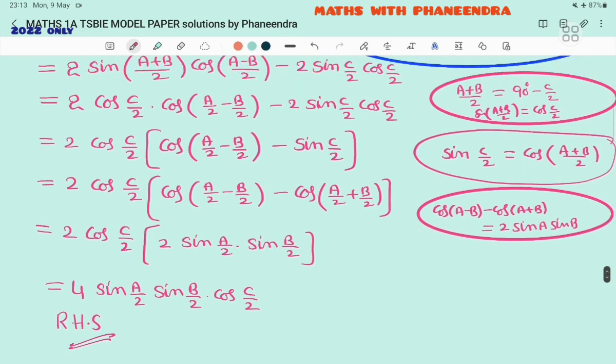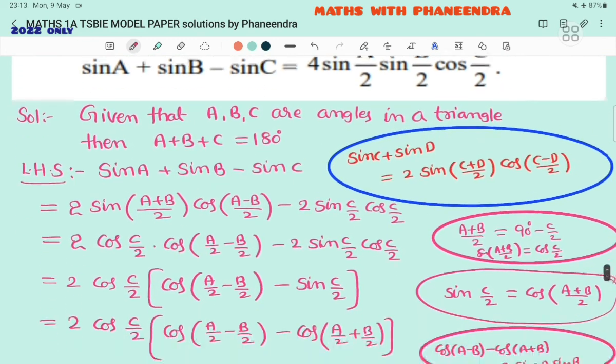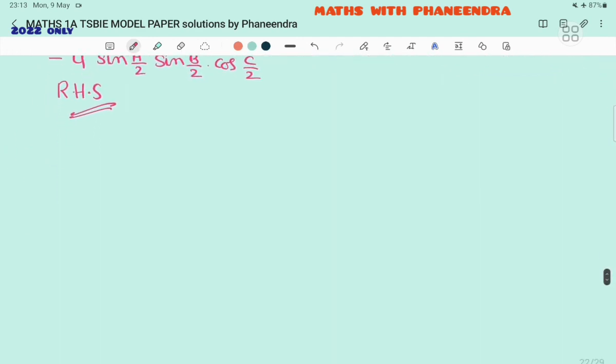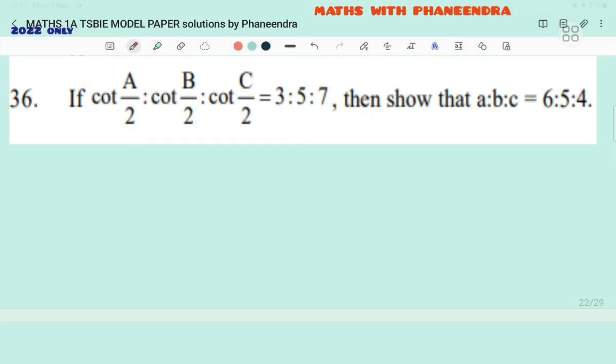I hope you understand, students. They are asking to prove that result only, no? Now we will move to question number 36. Yeah, the next question. Question number 36.